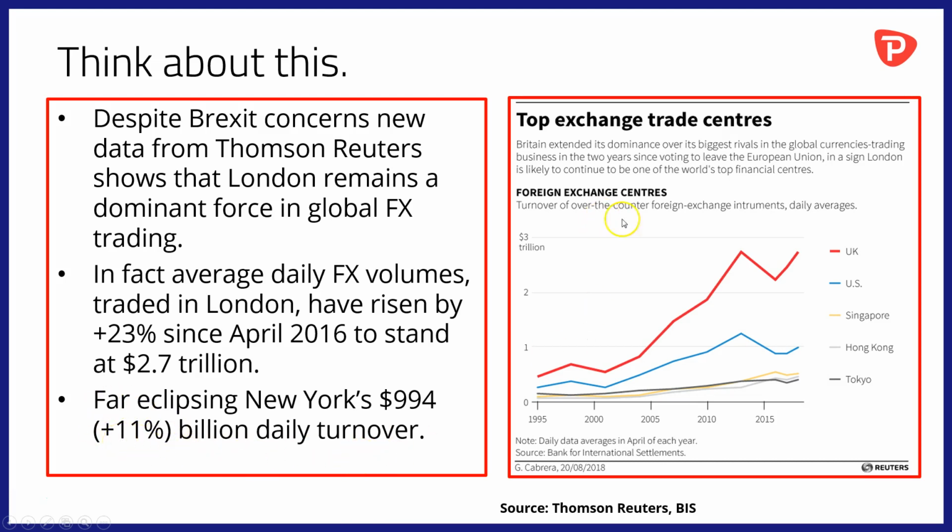Now, the chart on the right here just shows you the emergence of London as a dominant force in global FX and its continued rise. New York is still growing, but at a much slower rate, and the Asian centres are growing too, but again, even shallower than New York.